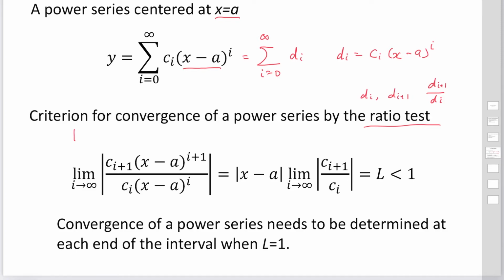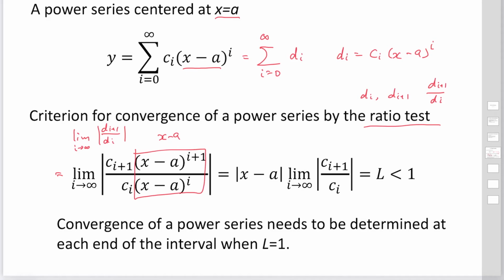As I explained, we take ratios d sub i plus 1 over d sub i. Take absolute quantities. This is equal to the limit i to the infinities, c sub i plus 1 times x minus a to the i plus 1 over the i's term, c sub i times x minus a to the i's. So this part is exactly equal to the x minus a.